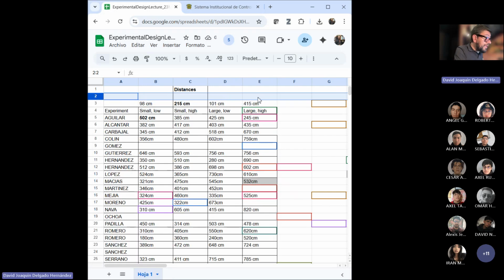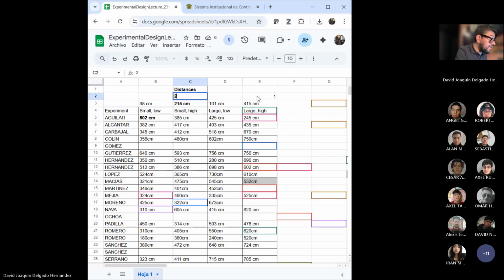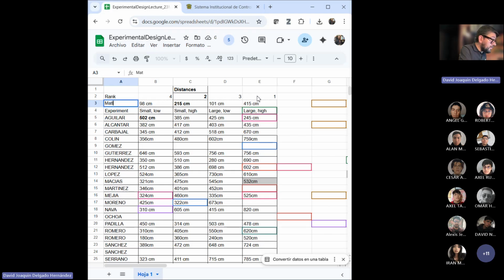So the first place, the longest distance, it is this combination, that is the longer. The second is this one. Third place, it is here. And this is the fourth place. Okay, this is the rank. And this is the MATLAB result. So here we are. So let us compare, for instance.